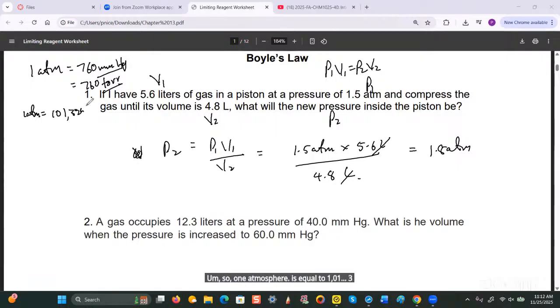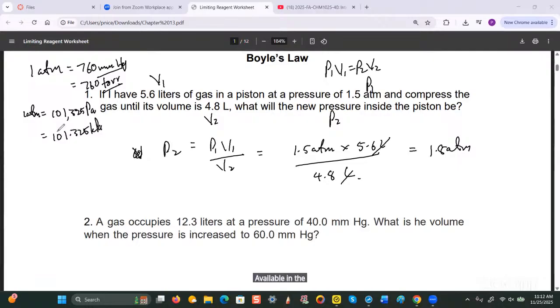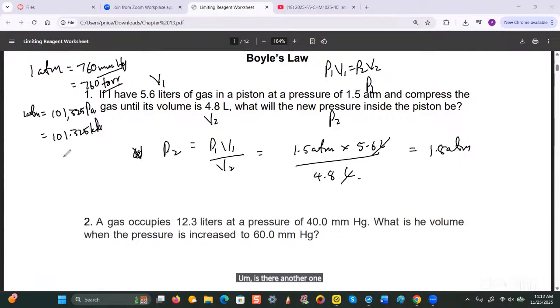101.325 pascals, all right? Or 101.325 kilopascals, all right? You don't need to memorize all these because these are all available in the tables, right? But I just thought I should let you know about those different units. Is there another one? I think that's clear. You can just work it toward.